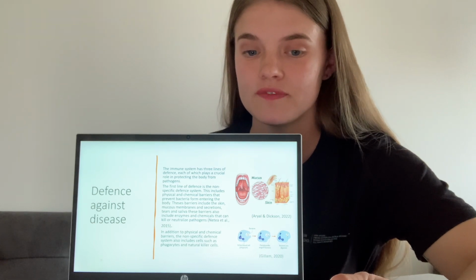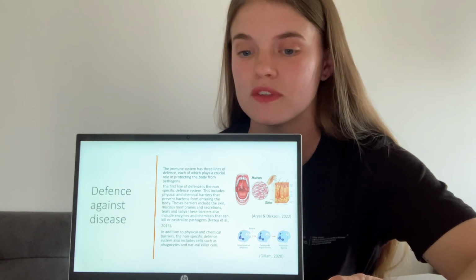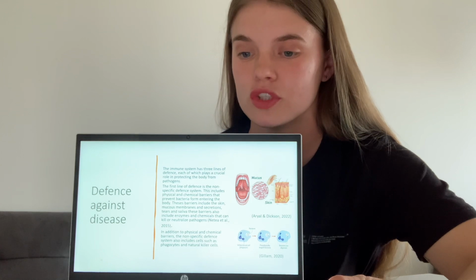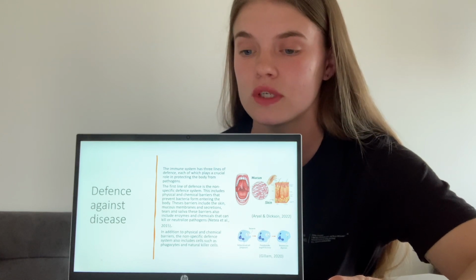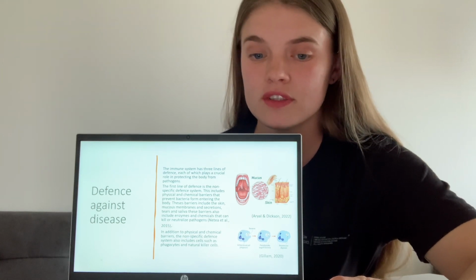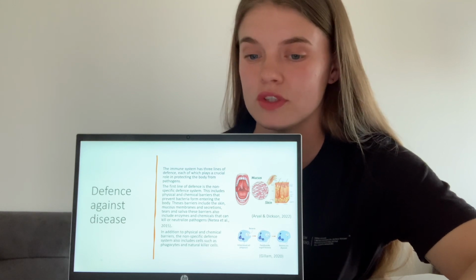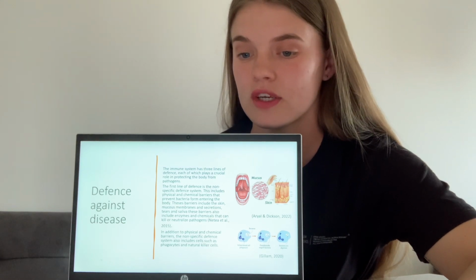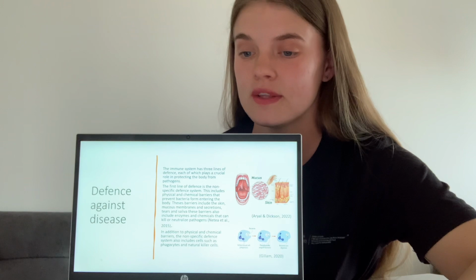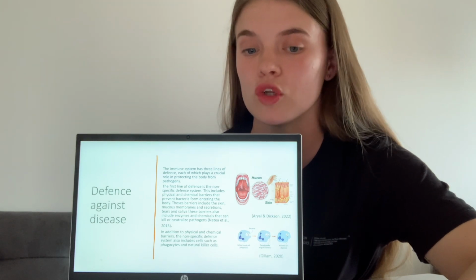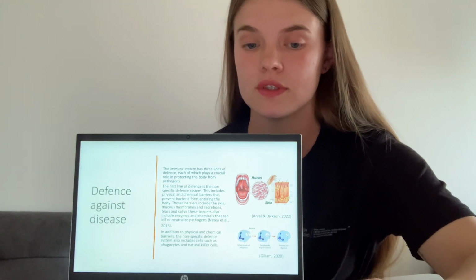In addition to the physical and chemical barriers, the non-specific defence system also includes cells such as phagocytes and natural killer cells. Phagocytes are cells that engulf and destroy pathogens. Natural killer cells are cells that recognise and kill infected cells. These cells provide a rapid, non-specific response to pathogens.